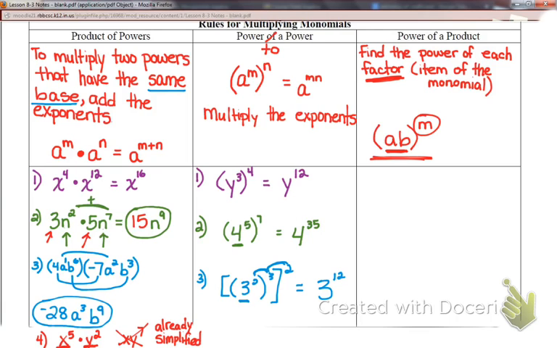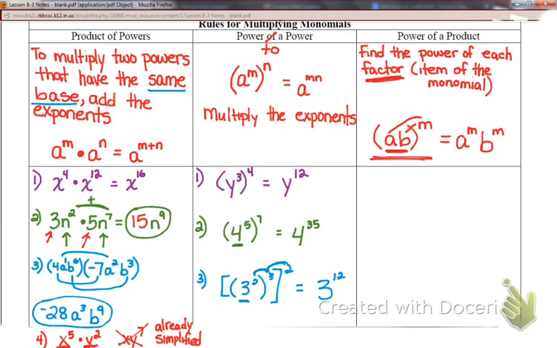So the idea of this is that what you do is you just find the power of each factor. It's kind of like distributing, but instead of distributing a number in front of parentheses, you're distributing your exponent. So it's kind of like backwards. So again, to simplify this, you would just take A to the M, whatever that is, and you keep it times B to the M.